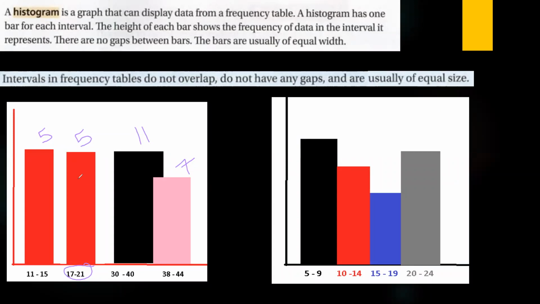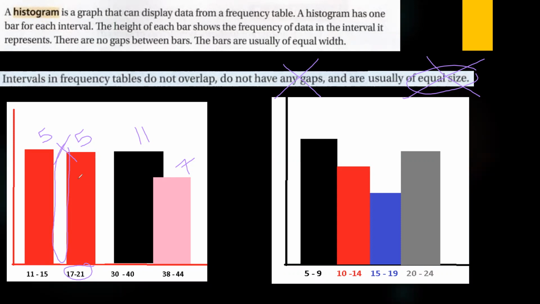Now another question. Do we have gaps? What's the meaning of gaps? Here we have a space between two bars. This is also incorrect. There's no gaps. We must have an equal size. So they don't have gaps.